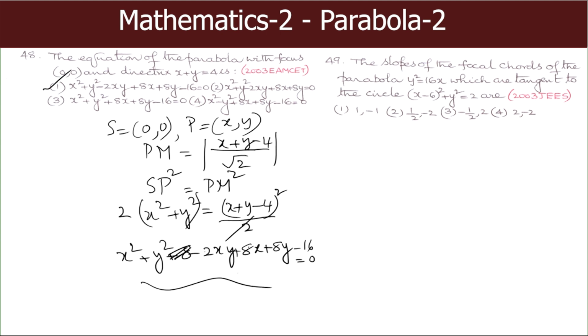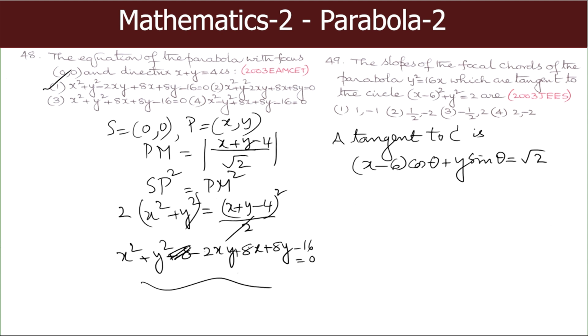Follow. Any tangent to the circle is... C means circle, P means parabola. x minus 6 into cos theta plus y sin theta equal to radius √2. Radius of the circle is √2. It is in the form x minus x naught whole square plus y minus y naught whole square equal to r square. R square is 2 here.